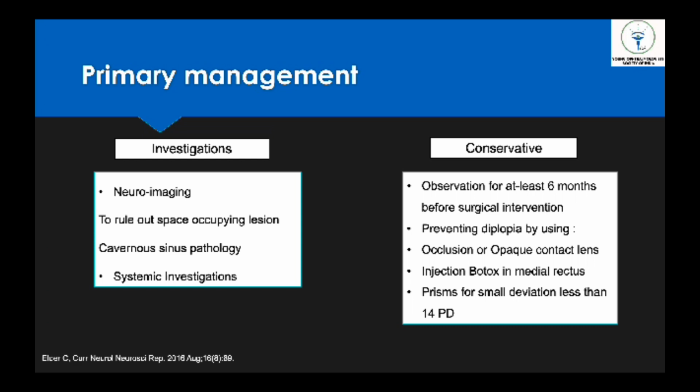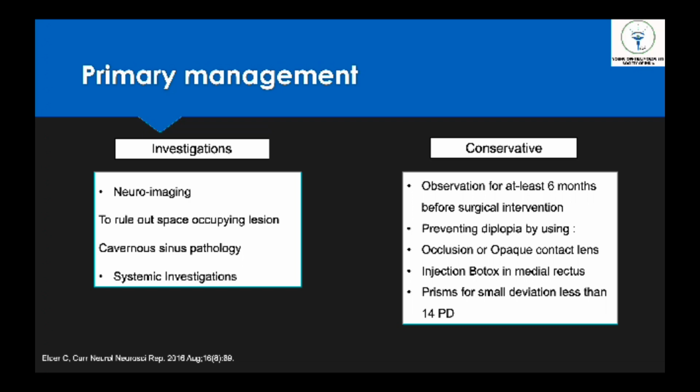The primary management includes investigations of neuroimaging, which should be done to rule out any space occupying lesion, demyelinating lesion, cavernous sinus thrombosis. Systemic investigations should be done to rule out any underlying systemic conditions like diabetes, hypertension. The management is conservative and one should observe the patient for spontaneous recovery for at least 6 months.